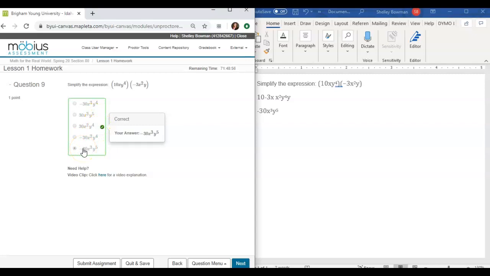And the last thing is, if you got it wrong, you can go back and redo it as many times as you want so that you can get 100% on all of your homework in theory if you wanted to do that.